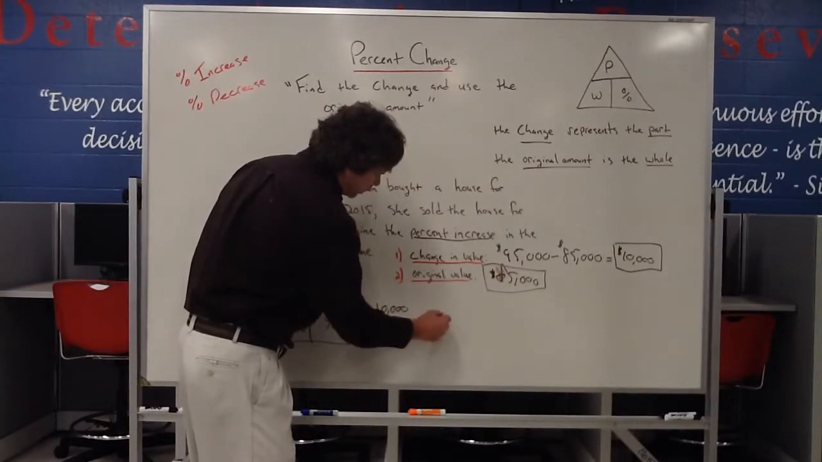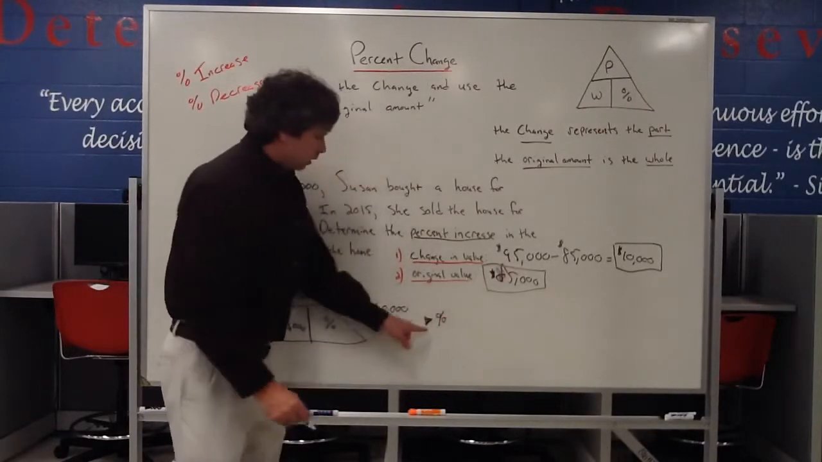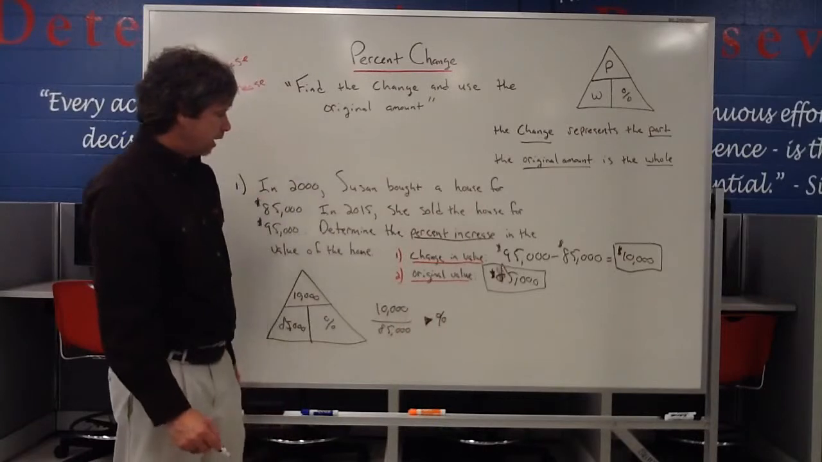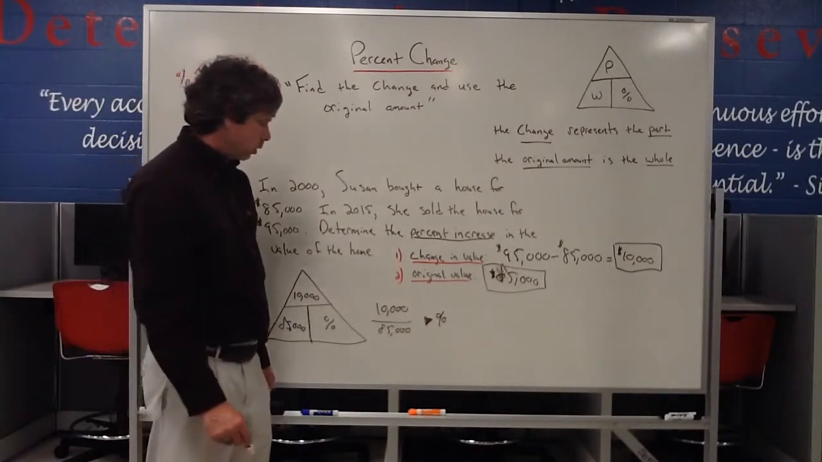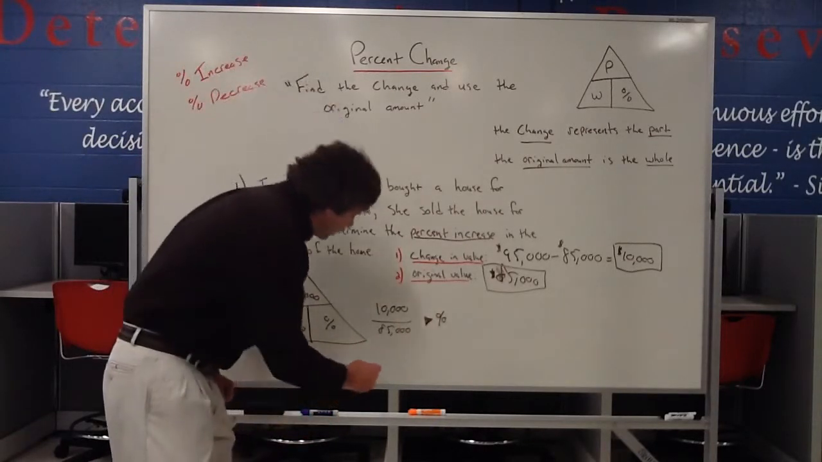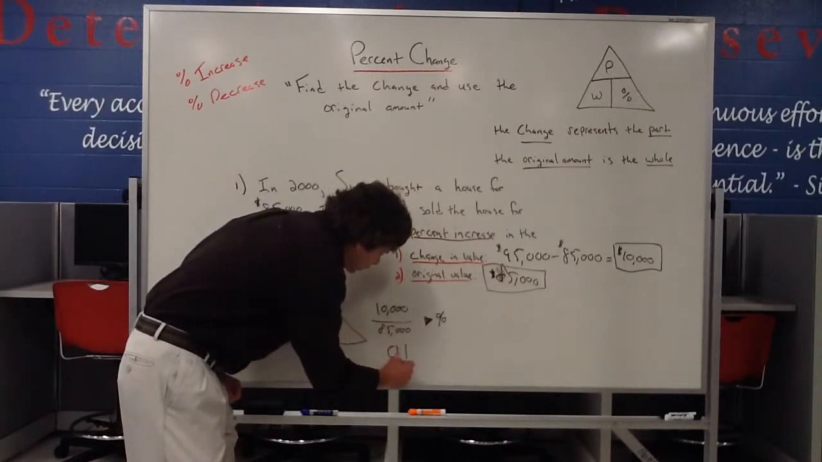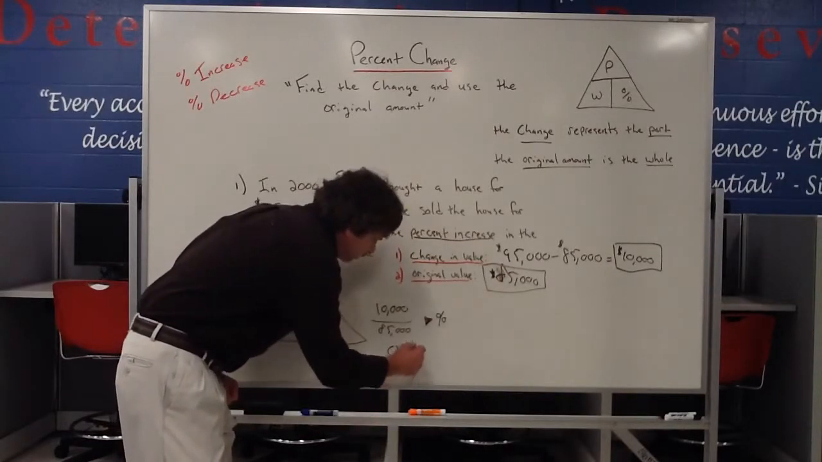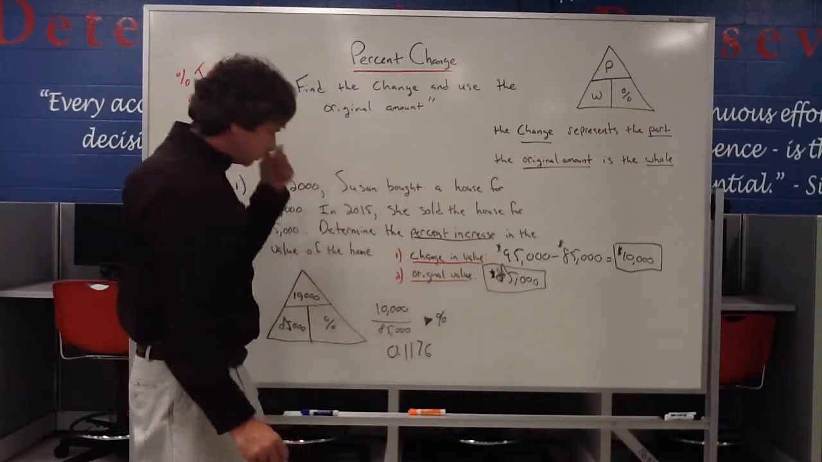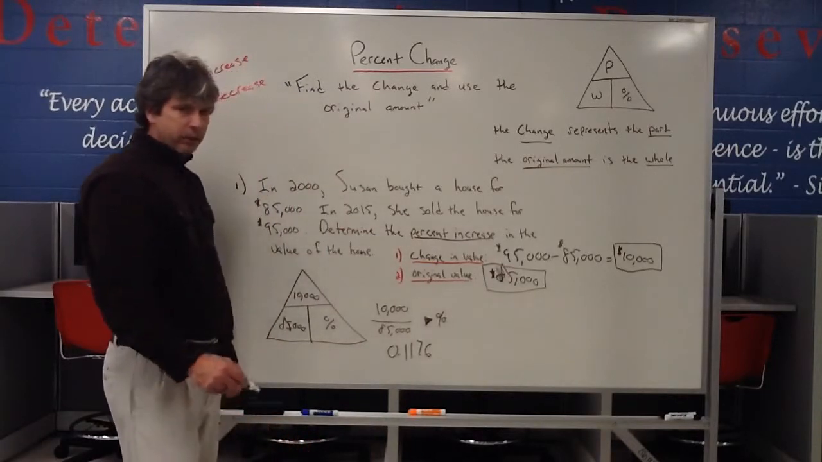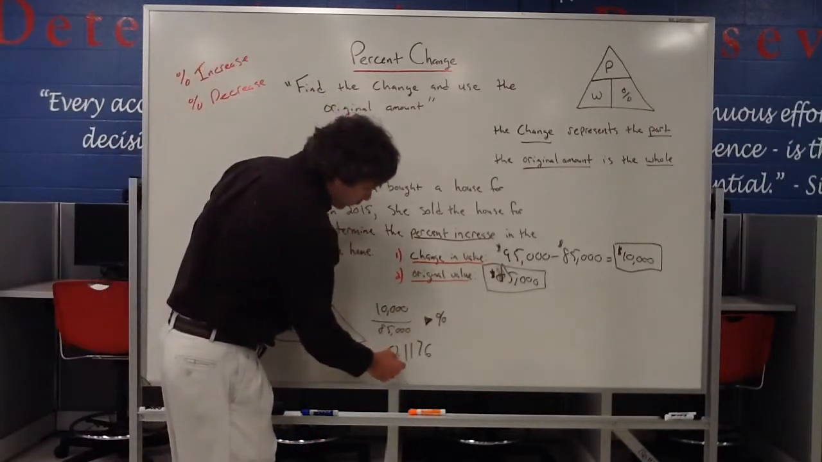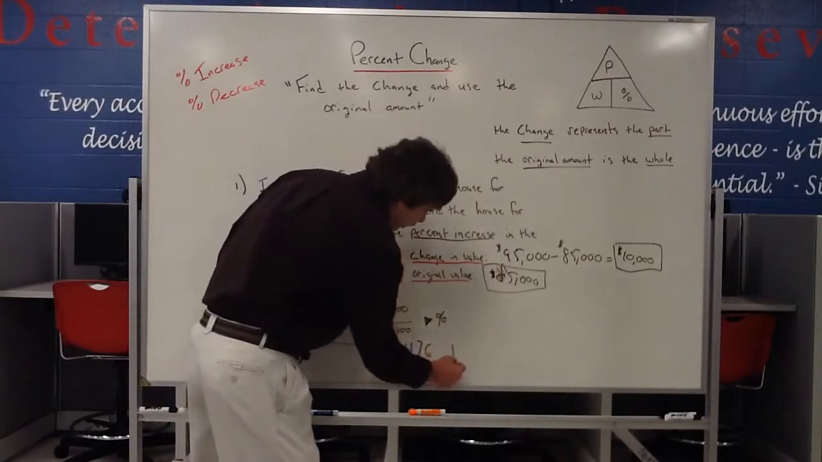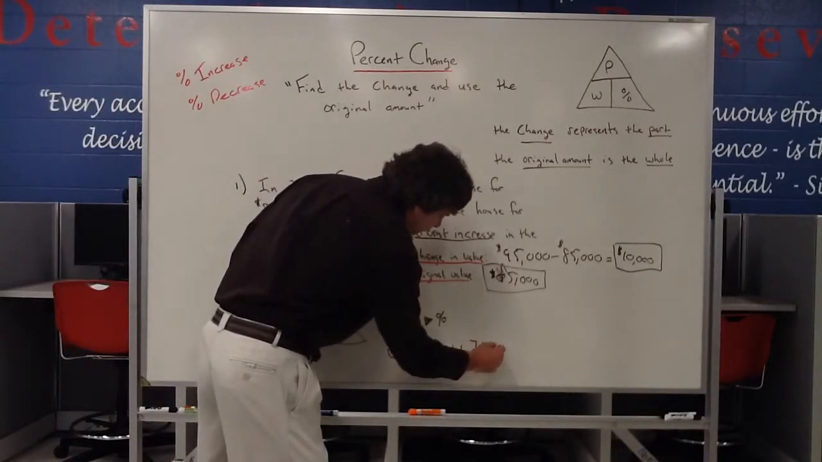On your calculator, you can use the convert to a percent button, and that'll change it over to a percent for you. Or if you just divide it out and change it to a decimal, you should get something like 0.1176. Now, to change the decimal to a percent, you still have to move your decimal over two places to the right. That's going to give you 11.76%.